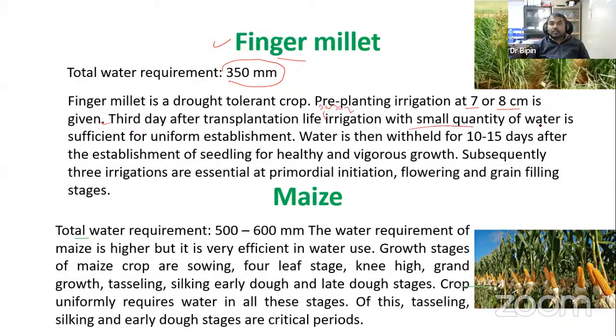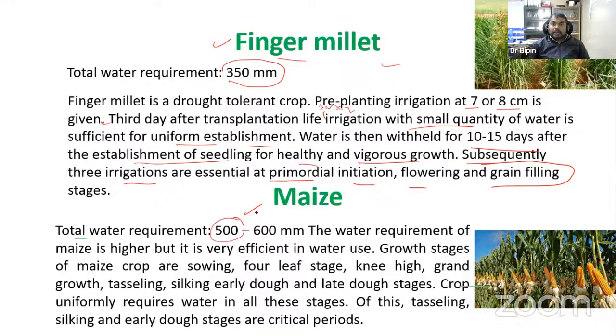Only a small quantity of the water is sufficient for uniform establishment. Water is then withheld for 10 to 15 days after the establishment of the seedling for healthy and vigorous growth. Subsequently, 3 irrigations are essential at primordial initiation, flowering, and grain filling stage. So this is the case for the finger millet. Now we can discuss the maize. This requires somewhat more water as compared to the finger millet.